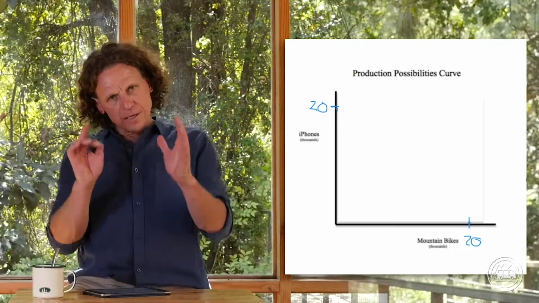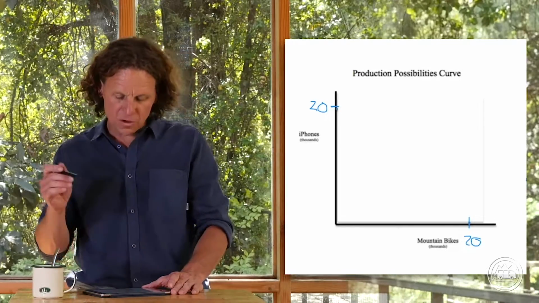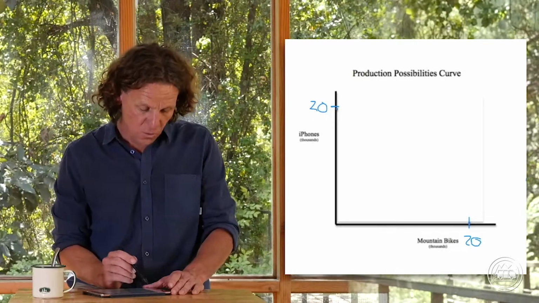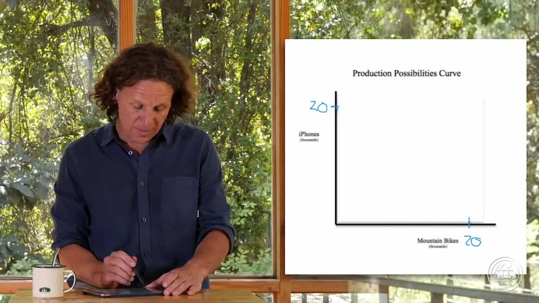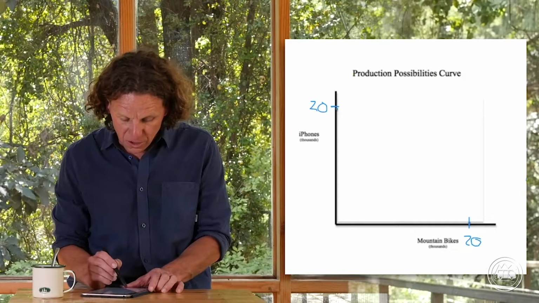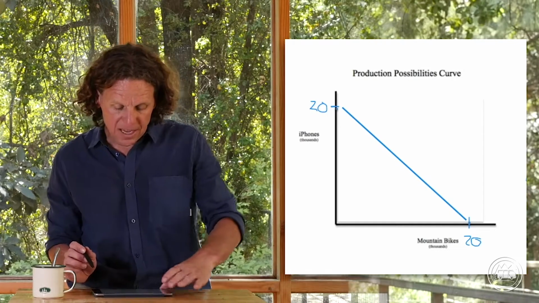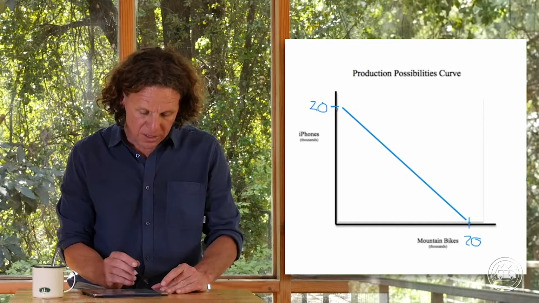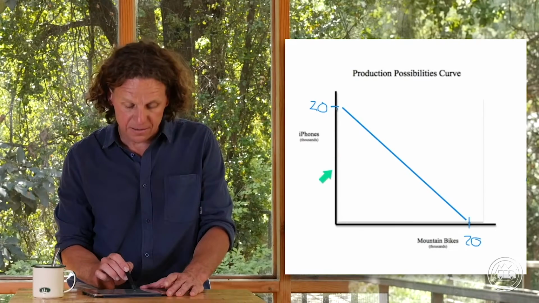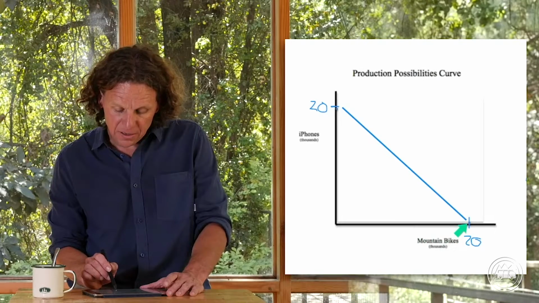So in our economy, we can either make 20 iPhones or 20 mountain bikes. The reason for that is that we have 20 people in our economy who are equally good at making those products. And so you can imagine that we could end up with a line like that. And what does this line say? It says that if we have everybody making an iPhone, 20 iPhones. If we have everybody making a mountain bike, 20 mountain bikes.